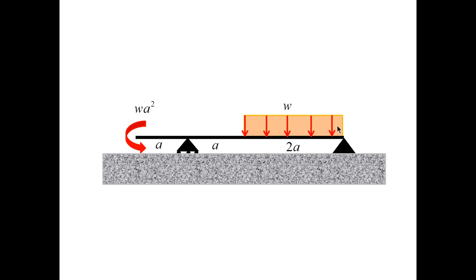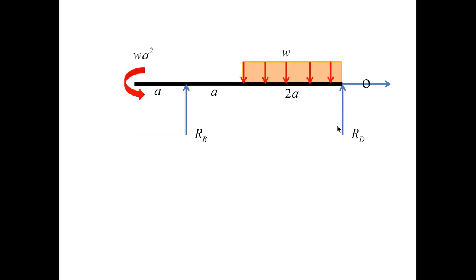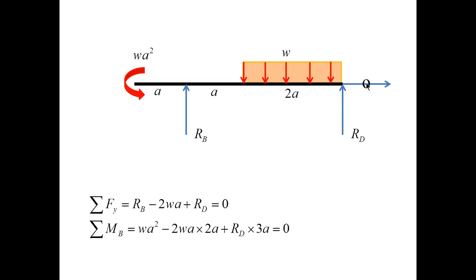I will pursue this task by making cuts and constructing the functions V(x) and M(x) explicitly. To do this, I will begin with calculations of the reaction forces at B and D. Note that since there are no other horizontal forces, the horizontal reaction at D is equal to zero, and the equilibrium equations for the reactions RB and RD give me these answers.